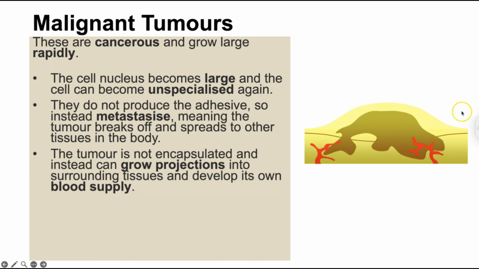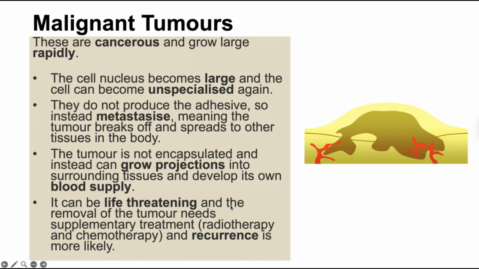The tumour, as I said, isn't encapsulated, and that also means it can grow out projections and reach blood supply. And as soon as it gets a blood supply, it's got lots of glucose and oxygen for respiration, which is why it can divide so rapidly.